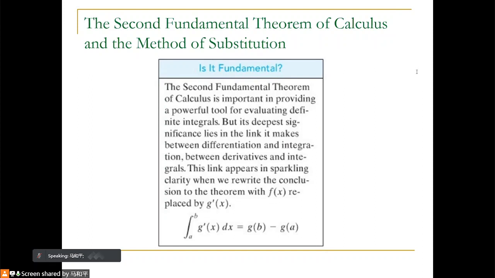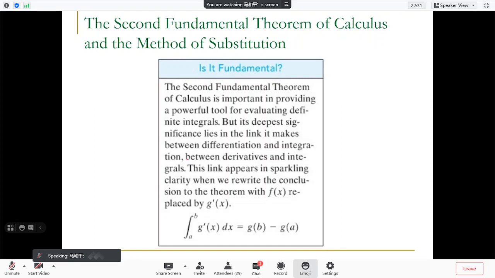Okay, and if you understand this second fundamental theorem, now we can use it to calculate definite integrals. The second fundamental theorem of calculus is important in providing a powerful tool for evaluating definite integrals, but its deepest significance lies in the link it makes between differentiation and integration, between derivatives and integrals. This link appears in sparkling clarity when we rewrite the conclusion of the theorem with f(x) replaced by g prime x.